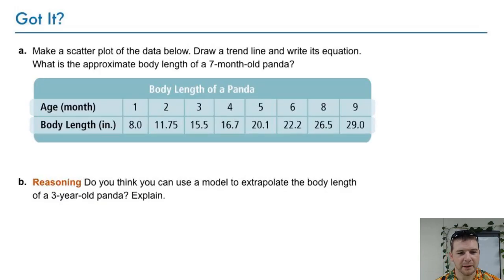Your turn. A, make a scatter plot of the data below. Draw a trend line and write its equation. What is the approximate body length of a 7-month-old panda? And B, a reasoning item. Do you think you can use a model to extrapolate the body length of a 3-year-old panda? Explain.